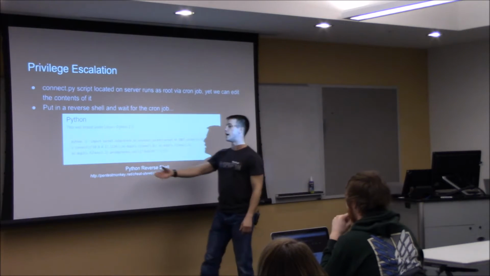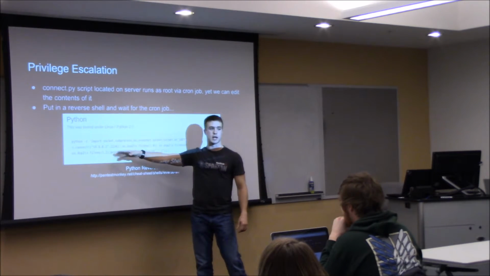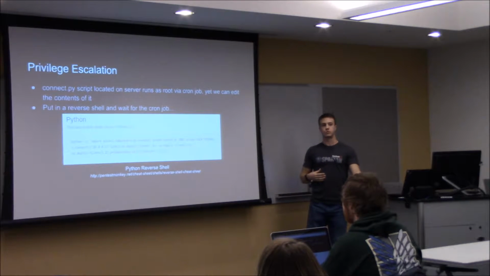You're going to set it up so that you would change this IP address, this port, to your netcat box and the netcat listening port. And then you just wait. And the cron job runs that as root.